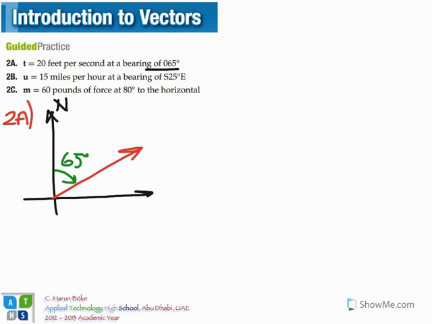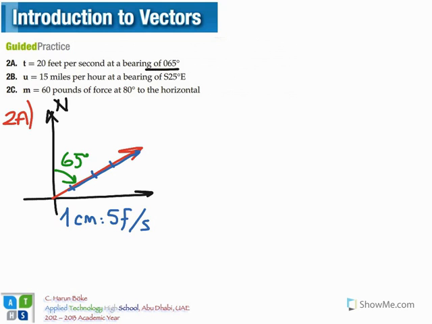Now, I have to define a scale to show the magnitude of my vector. So I'm going to say 1 centimeter to 5 feet per second. So my vector will be 4 centimeters in length. So I'm going to measure this with my ruler.